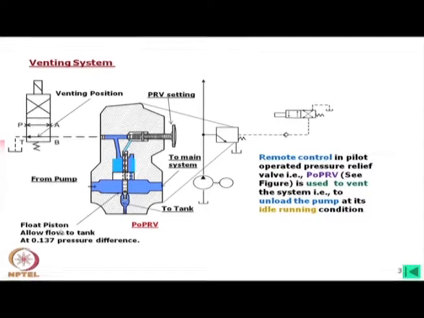Now, here is another note I have written: float piston allows flow to tank only at 0.137 megapascal difference. In other words, it is 1.37 bar, 1.37 kg per centimeter square. I have forgotten to indicate that pressure unit. Okay. So, is that clear to you how the venting system is working?